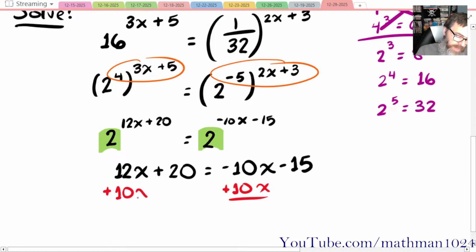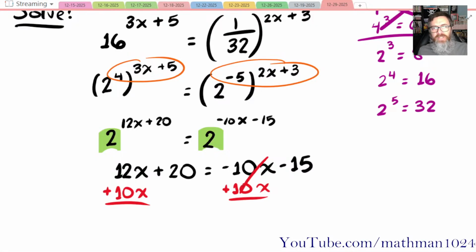Always know what you're doing and why you're doing it. I'm moving that 10x, and I'm adding 10x so those guys go away on the right side. By moving the 10x to the left, it allows me to get all of the variable pieces on the same side. And the reason I'm moving over to the left is so that I can have a positive coefficient.